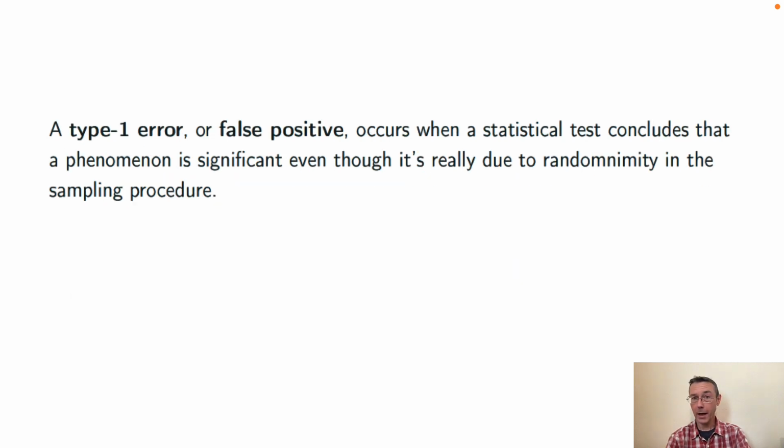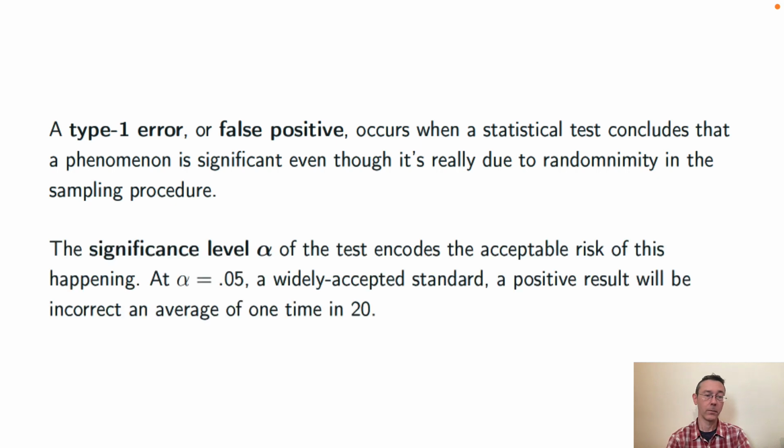A little bit of key vocabulary here. A type 1 error, or false positive, is when a statistical test concludes that a phenomenon is significant, even though it's really just due to randomness in the sampling procedure. When we talk about the significance level of a test, alpha, usually 0.05, that's encoding the acceptable risk of a false positive. In other words, if you just have random data, what's the probability that you're going to get statistical significance anyway? At alpha equals 0.05, you expect about one false positive out of every 20.